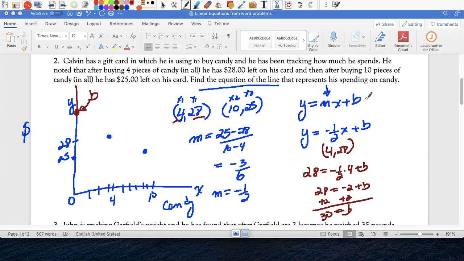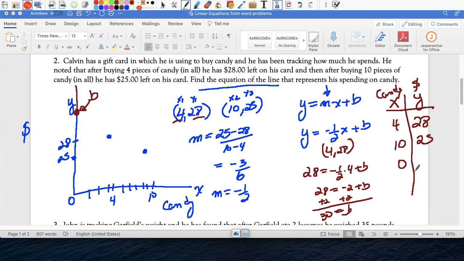Now let's put that in a table so that maybe you can see this a little bit better. Here's my x and the y. Here's my candy. Here's my money. When I buy 4 pieces of candy, I have 28 bucks. When I have 10 pieces of candy, I have 25 bucks. And then let me add a 0. If I don't buy any candy, how much money do I have in my gift card? Well, 30. So that tells you that in the beginning, when you received your gift card and you didn't spend it, you had 30 bucks.